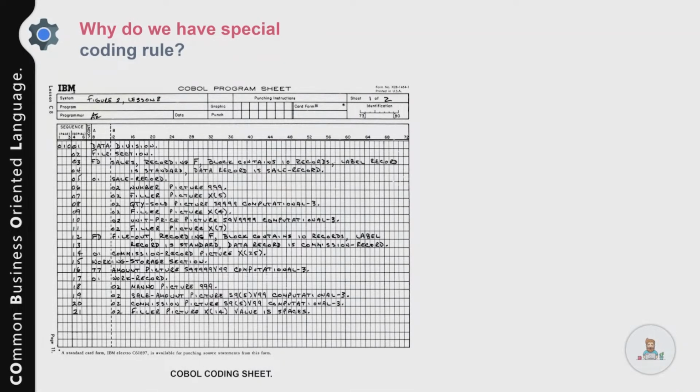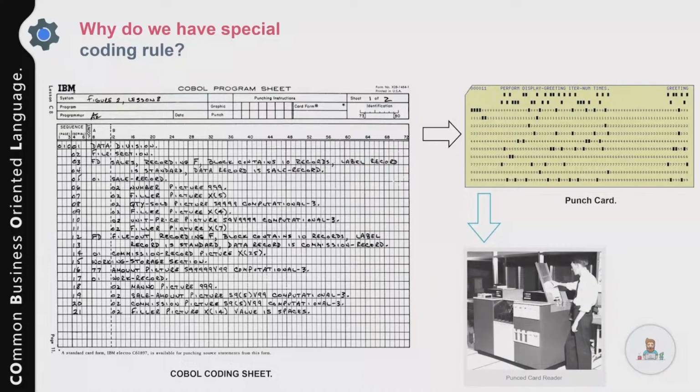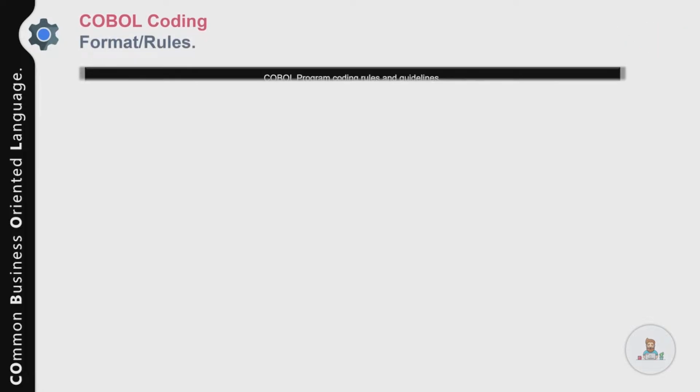Now let me summarize the entire process which was followed during the 1960s or 70s to write a COBOL program. Let's say you want to write a COBOL program. In that case, you will use a coding form or COBOL coding sheet, and on this sheet you'll write your COBOL program. After that you'll pass your COBOL program to a punch card operator for transferring it onto punch cards, and then submit it to a computer operator to load it into a computer using a punch card reader.